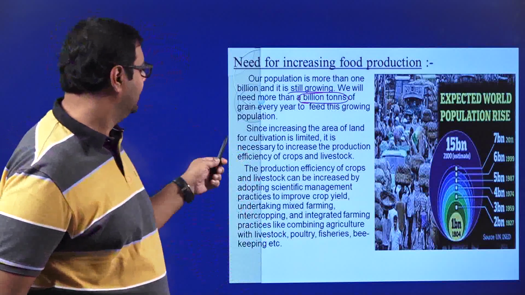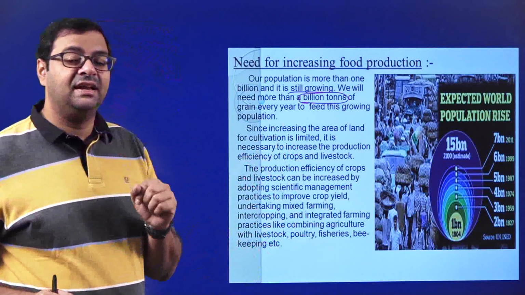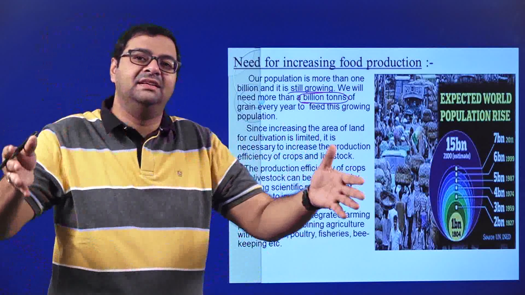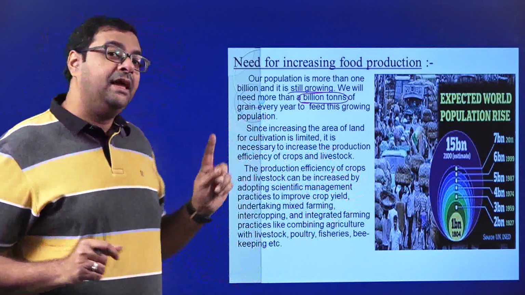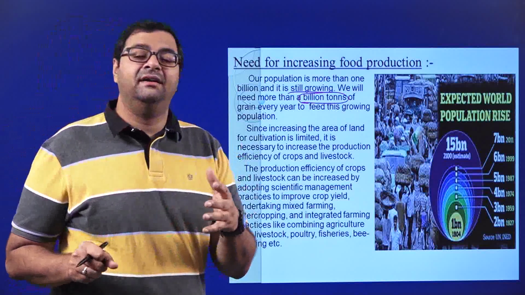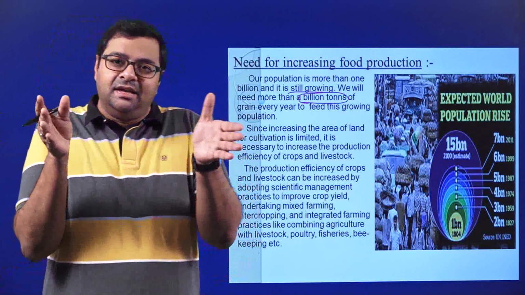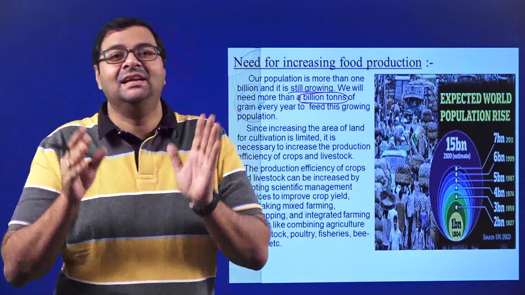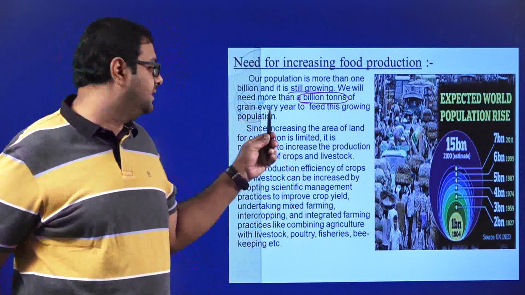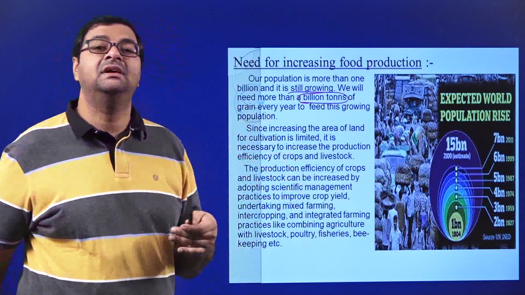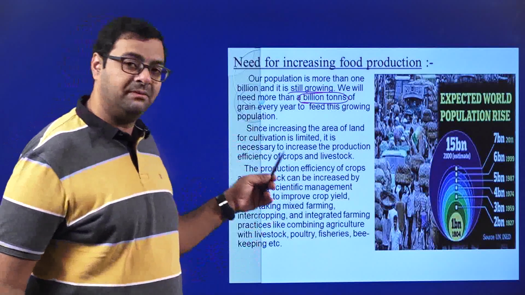Now, since increasing the area of land for cultivation is limited, considering that the first option was to increase the area of land and get more yield, if that is not possible, what was the second option? Increasing the production in the existing land. Here in our country, the availability of land has become an issue. So how do we cope with that?